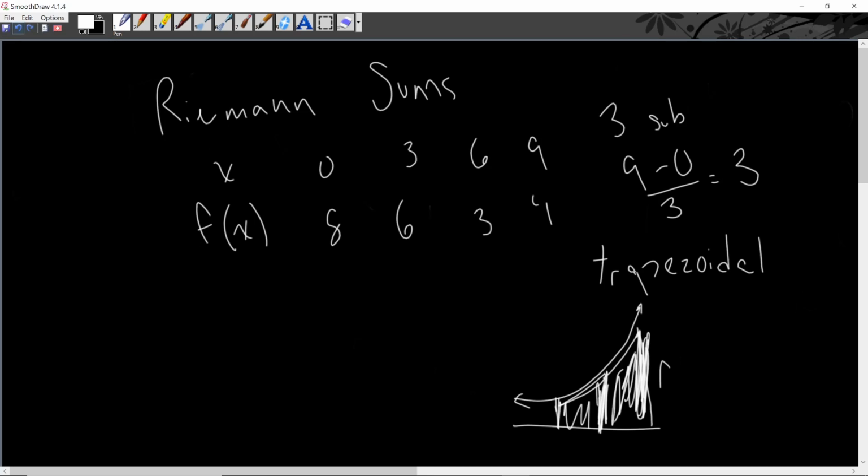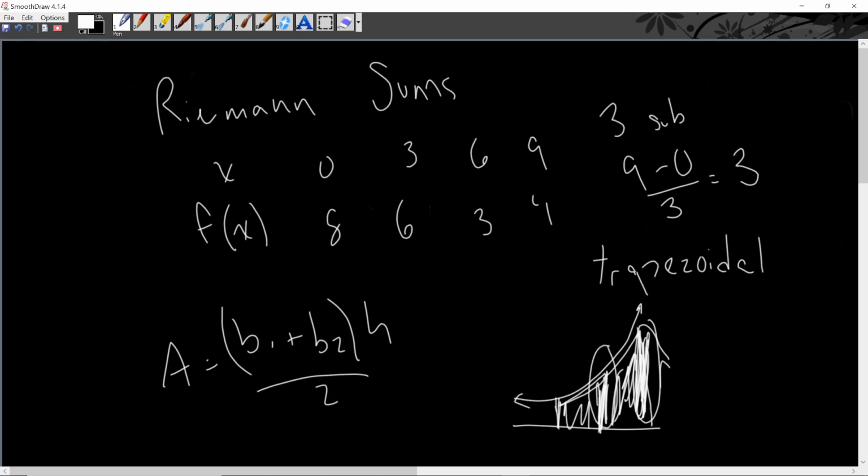We'll call that, well, this isn't really the height, this is actually the base. So area of a trapezoid is going to be base 1 plus base 2 times height over 2. So you're going to add this length to this length, divide by 2, and then multiply by height, so width in this case, because these trapezoids are on their sides.